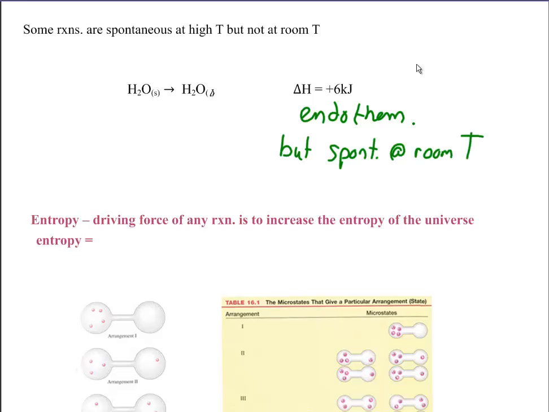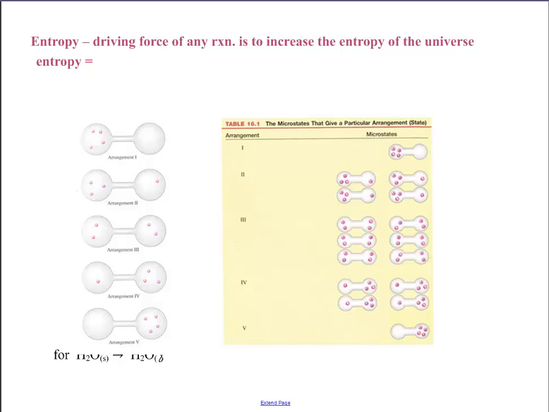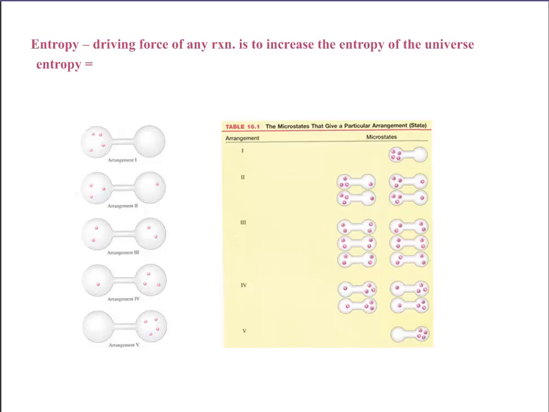And the other thing that's going on is entropy. Entropy is crucial to figuring out if something is going to be spontaneous or not. Entropy is the driving force for any reaction, and to increase the entropy is essentially the goal of the universe. There are two driving goals of the universe, and we'll take a look at them when we look at the laws of thermodynamics.